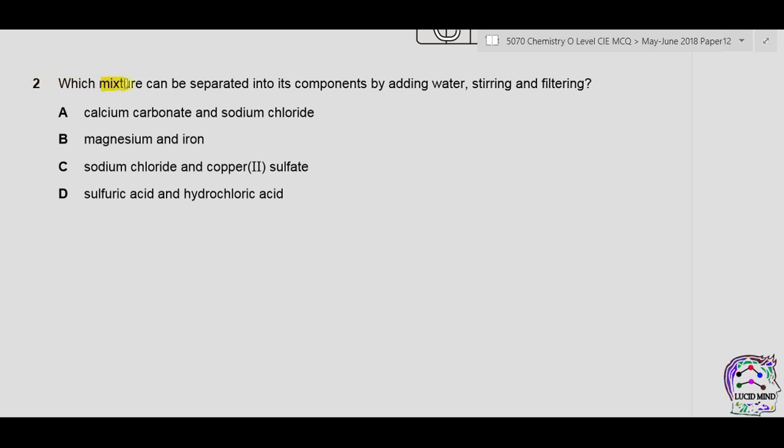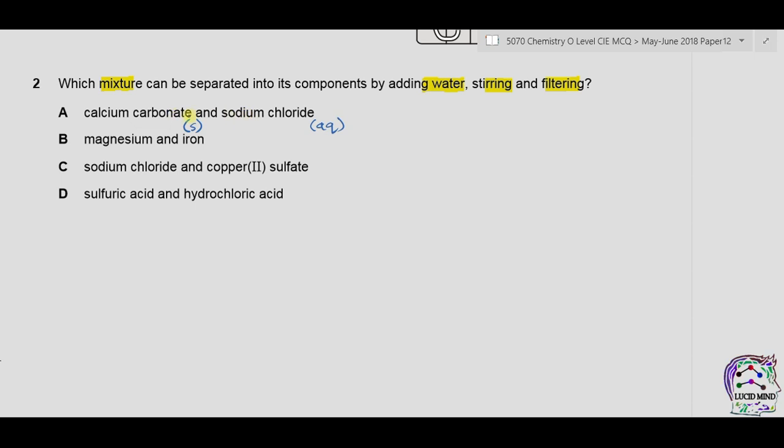Question 2. Which mixture can be separated into its components by adding water, stirring, and then filtering? In part A, we have a mixture of calcium carbonate and sodium chloride. As we know that calcium carbonate is insoluble in water while sodium chloride is soluble to form aqueous solution.